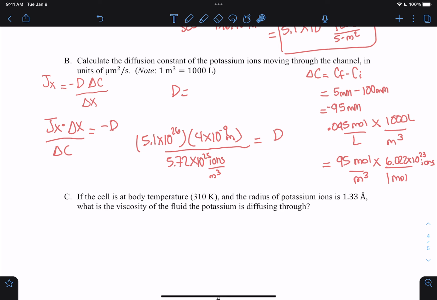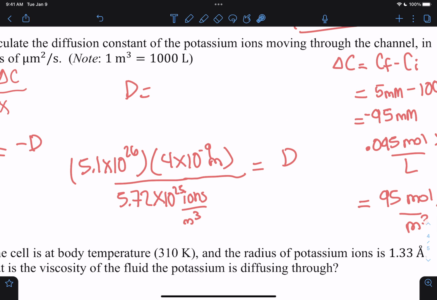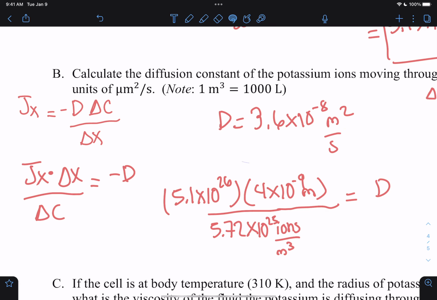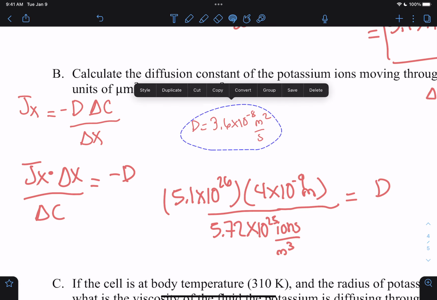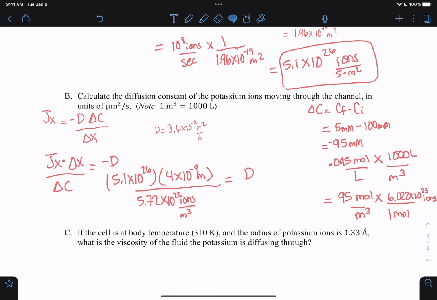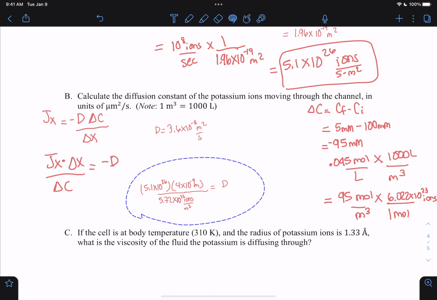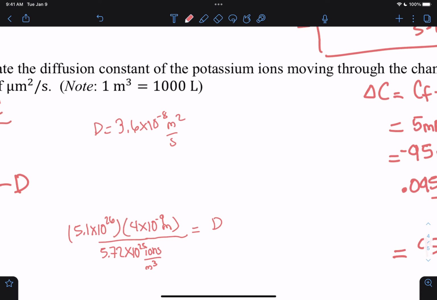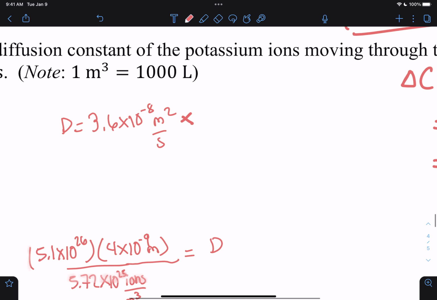But yeah. The weird thing about this, though, is at the very end, you still have the wrong answer, because for your diffusion constant, you're going to end up with like 3.6 times 10 to the negative 8 meters squared per second, and they want it in micrometers squared per second. So then we unfortunately have to do another round of conversions for our diffusion constant. Once you solve this out, you get 3.6 times 10 to the negative 8 meters squared per second, and then you have to convert that to micrometers squared per second.